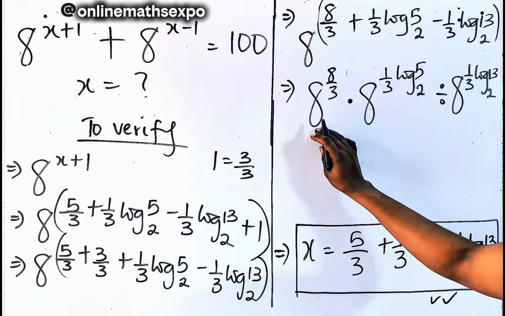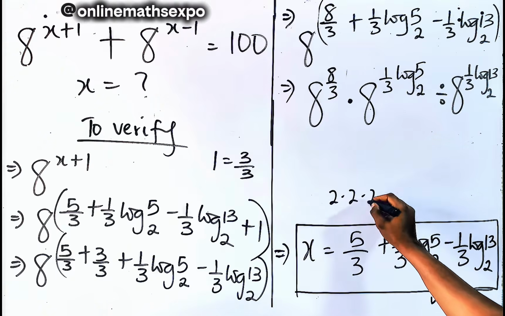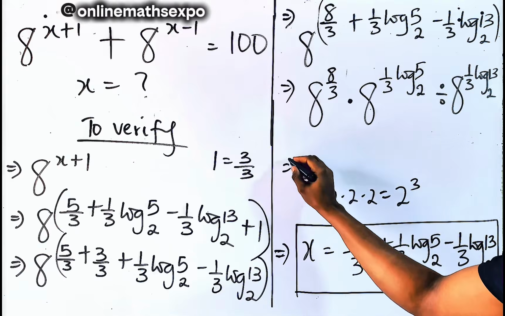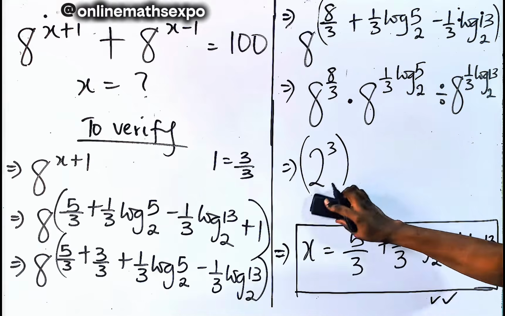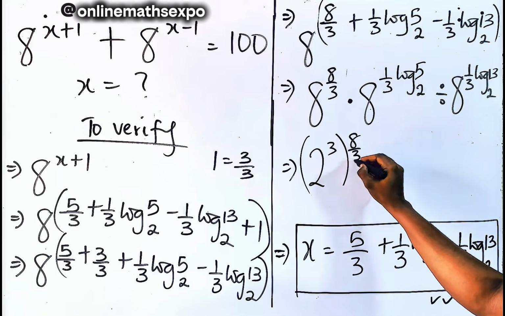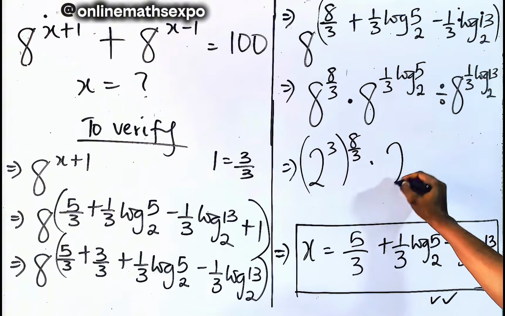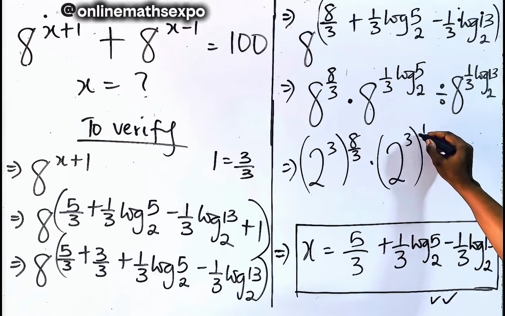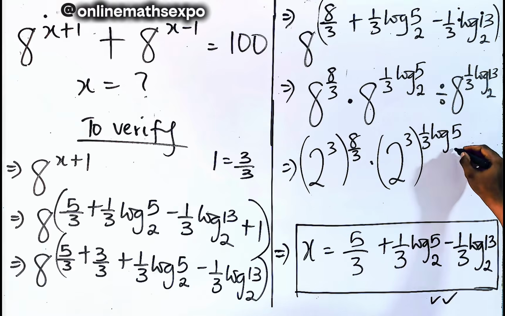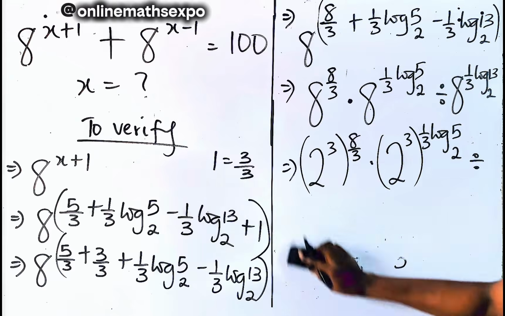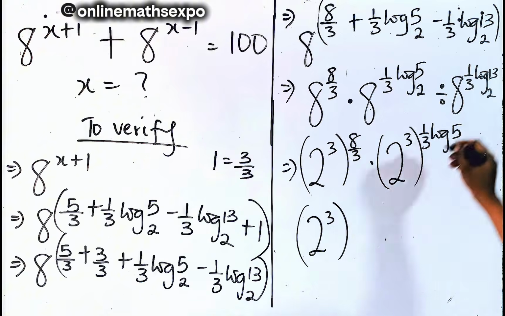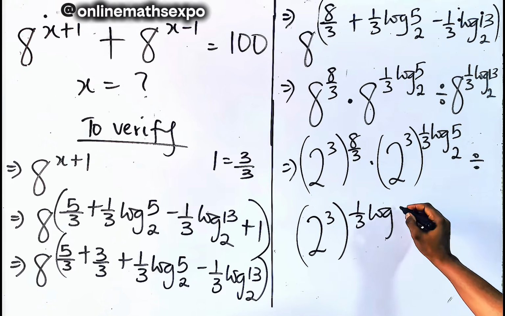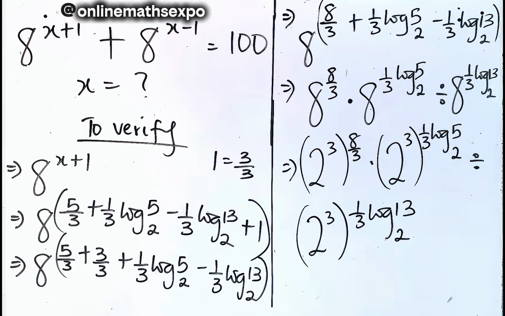So we are going to remember 8 is the same as 2 multiplied 3 times. So we are going to have 2 to the 3rd power raised to the power of 8 on 3 multiplied by, do the same here, 2 to the 3rd power raised to the power of 1/3 of log 5 base 2, which is divided by, for this, what do we do? We are going to now have 2 to the 3rd power raised to the power of 1/3 of log of 13 base 2.